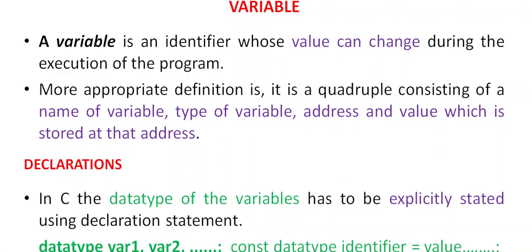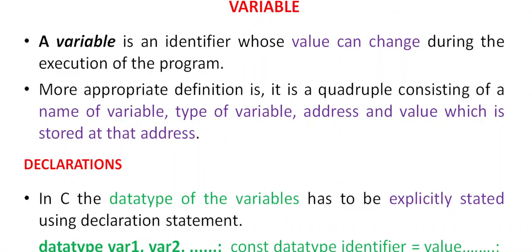For literal constants, you need not declare. But if you want to define constants using the const reserved word or using hash define, then you have to declare. Similarly, variables are to be declared. In C language, that is compulsory. In other programming languages like Python, explicit declaration is not necessary. Depending on what value you assign, it takes that data type. But here, a variable should be declared.